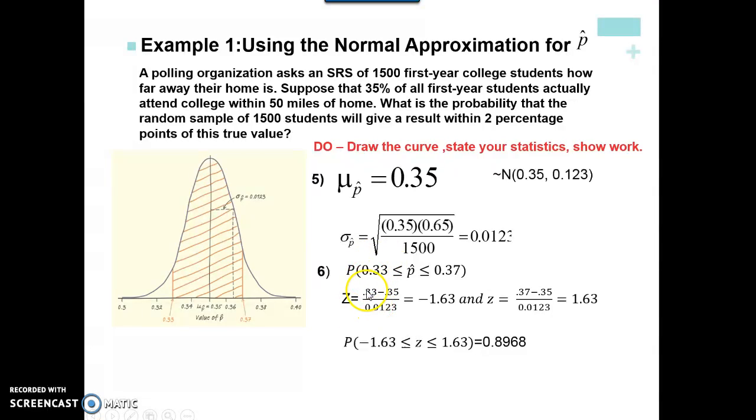Show the z-scores, work for both of them. You have your mean and standard deviation, so this is not new. Okay, z-scores, the probability now between your z-scores, use your calculator to find that answer. Okay, and the rest of this is not new. This is all stuff we've done in the past.